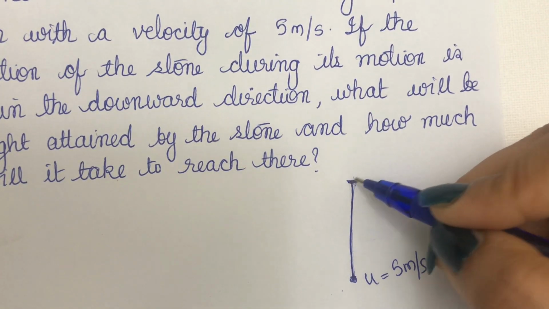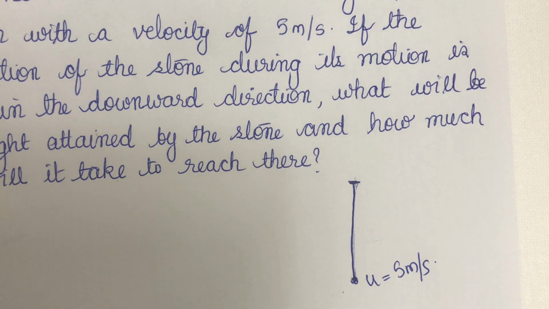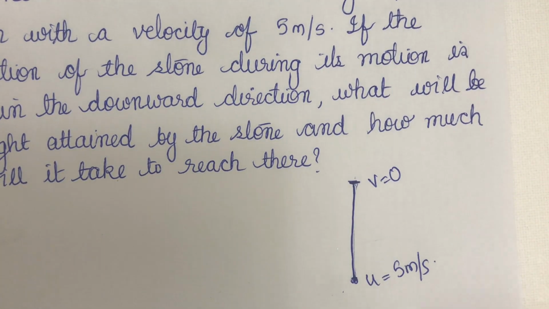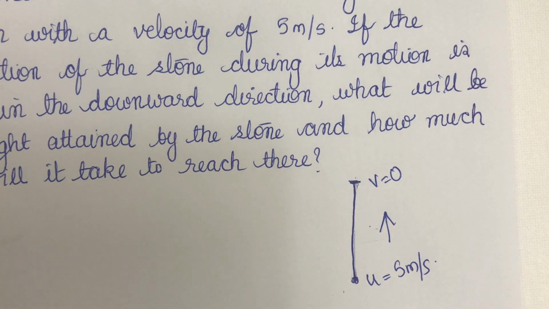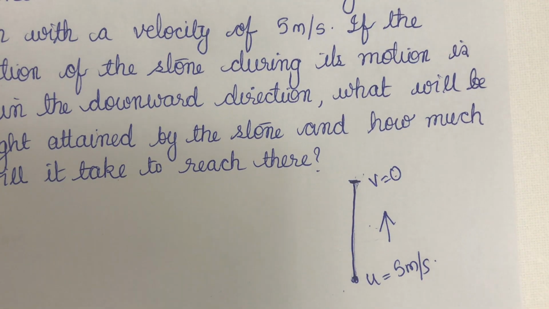Whenever it reaches the maximum height, there it will stop and only then will it come down. So whenever questions like this come, something is thrown upward and then comes back, our final velocity will be 0. So v will be 0 in that case. Here also a stone is thrown upward with the velocity of 5 meter per second, and when it reaches the maximum height, the velocity will be 0. You should keep that in mind.